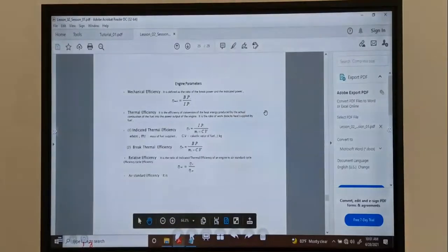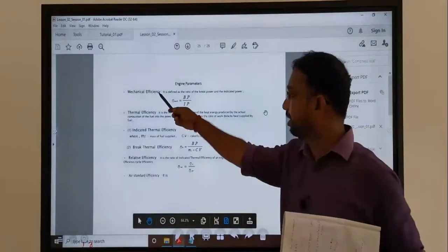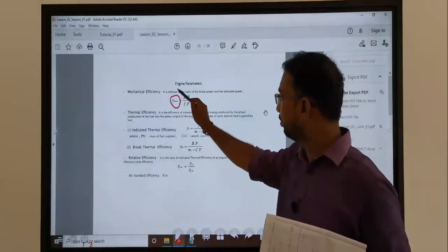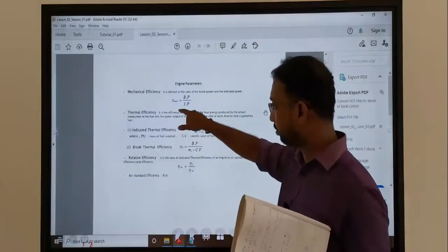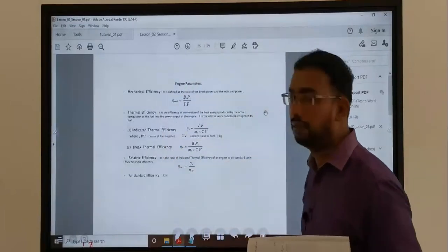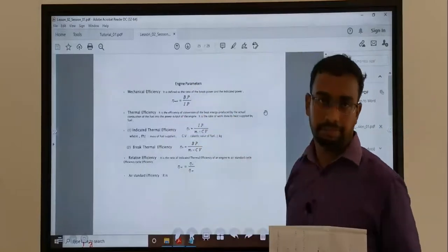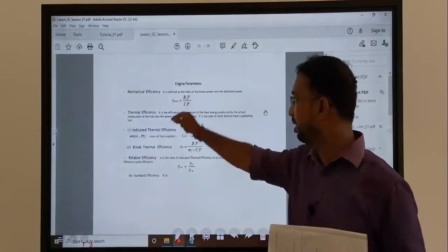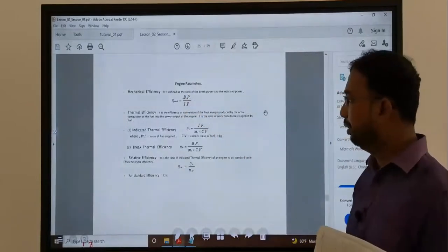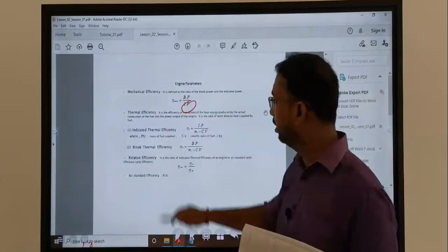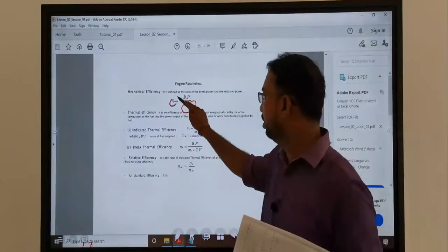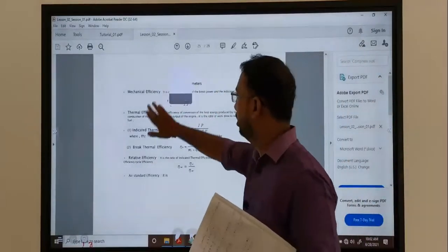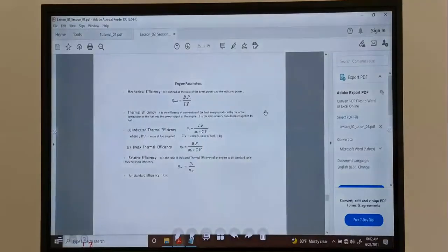Here you can see the mechanical efficiency is equal to IP, the indicated power, over brake power. So brake power is equal to indicated power divided by mechanical efficiency. We already know the indicated power, and the mechanical efficiency is also given, so we can find the brake power.